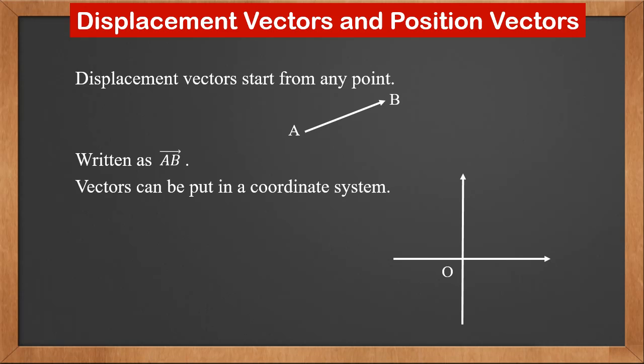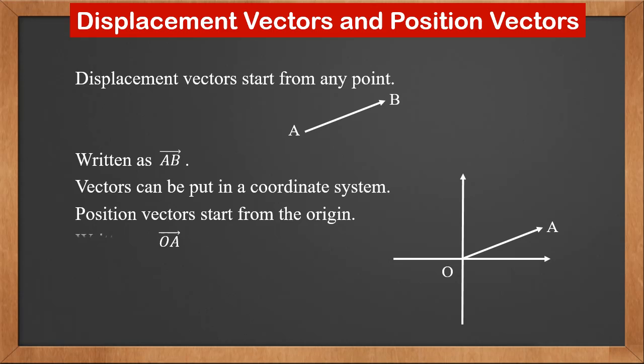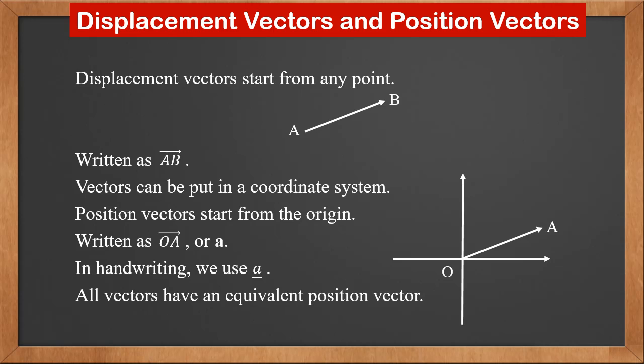Vectors can be put in a coordinate system. Position vectors start from the origin. For example, this vector starts from O and ends at A. It is written as OA with an arrow on the top, or little a. Here a is in bold. In handwriting, it's hard to write it in bold. So we use little a, with an underbar to denote a position vector. All vectors have an equivalent position vector, because we can always move them to the origin.